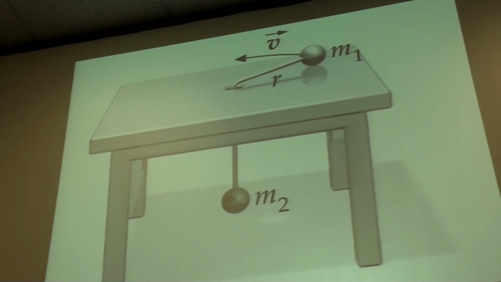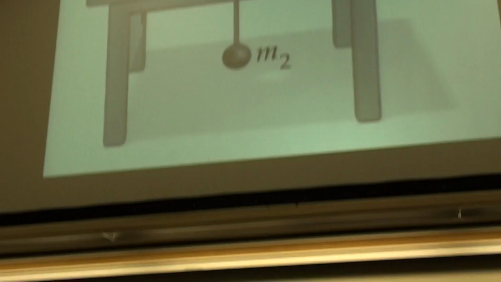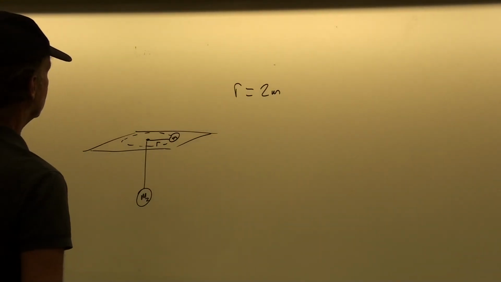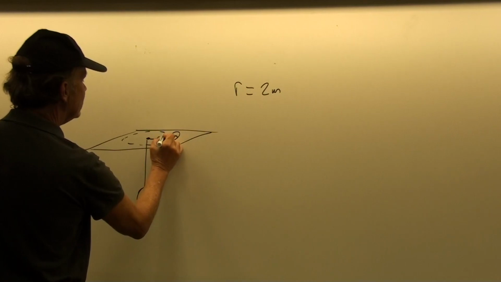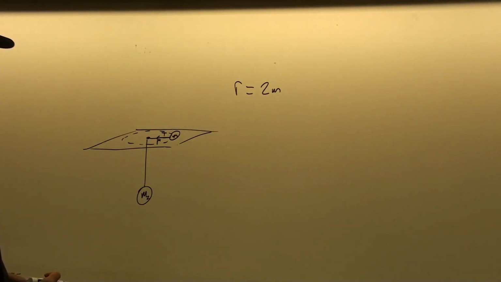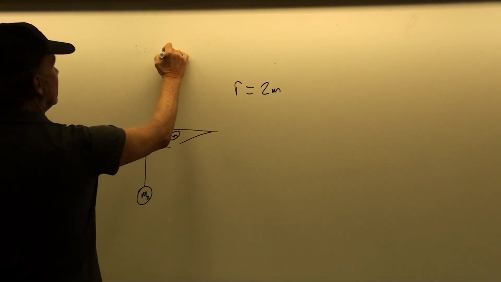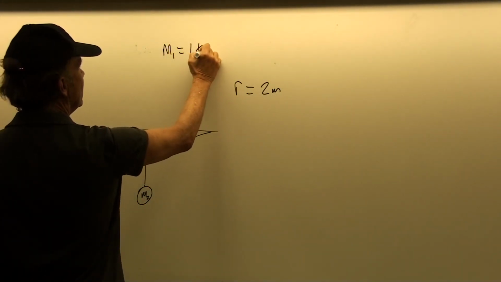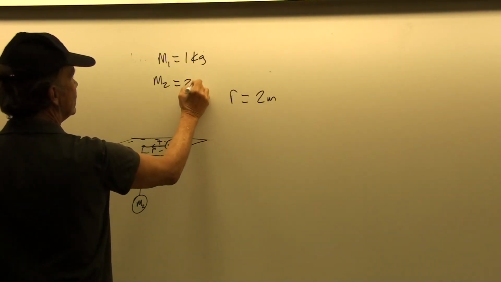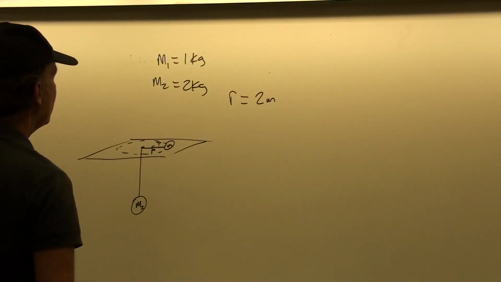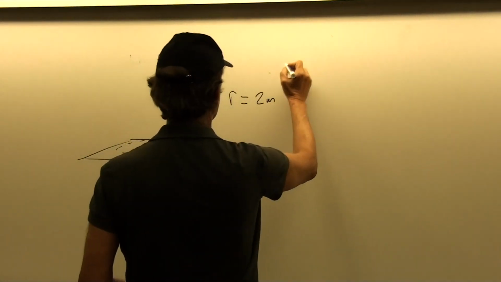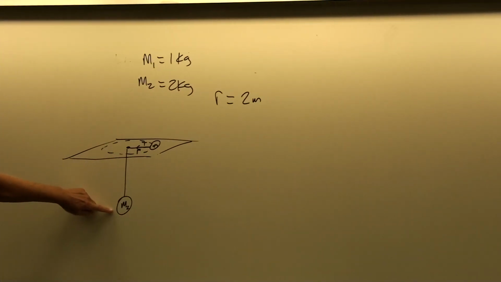Here's m1. And then here's m2 hanging. And we'll assume there's no friction at this point of contact, the hole in the table. Okay, so as M1 goes round and round in a circle, there's going to be a tension force. So now it's the tension in the string that is keeping M1 going around in a circle. Let's say here that M1 is equal to 1 kilogram and M2 is equal to 2 kilograms, the hanging mass. And we want, in this problem, to find the velocity that will support M2 without it moving.